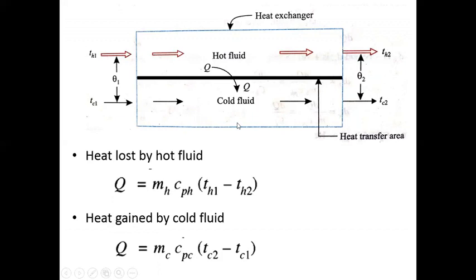Similarly, the heat gained by the cold fluid can be accounted as Q is equal to m Cp delta T: mass of the cold fluid, Cp of the cold fluid, and delta T experienced by the cold fluid. Since the temperature of the cold fluid is increasing, Tc2 minus Tc1 is represented. Why? Because higher temperature minus lower temperature, Tc2 will be higher. Tc2 is the temperature of the cold fluid at exit minus the temperature of the cold fluid at inlet.